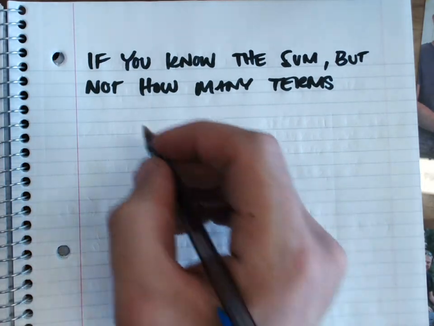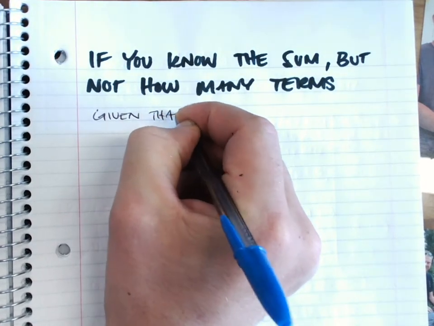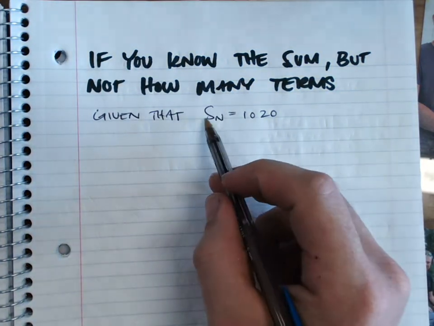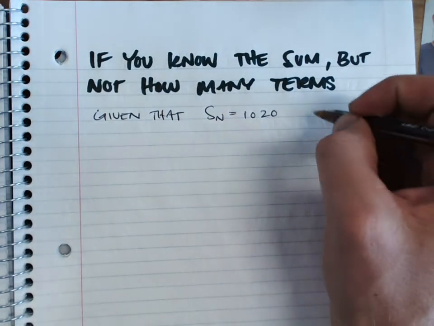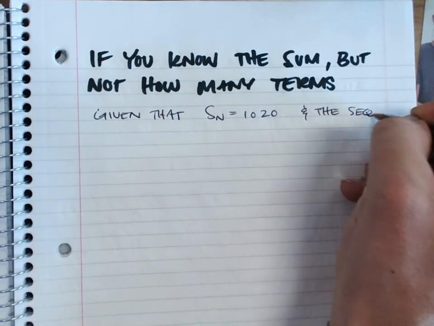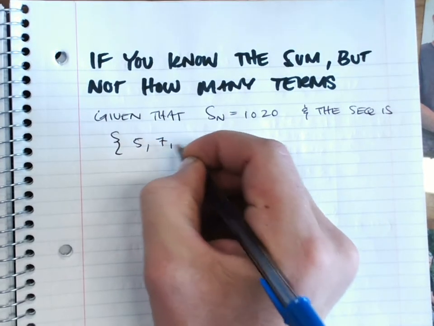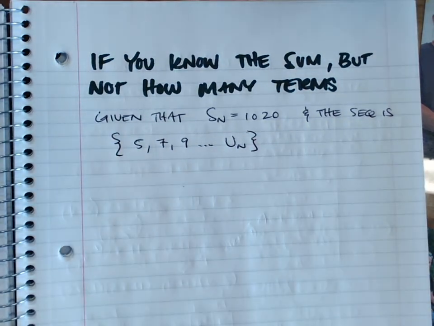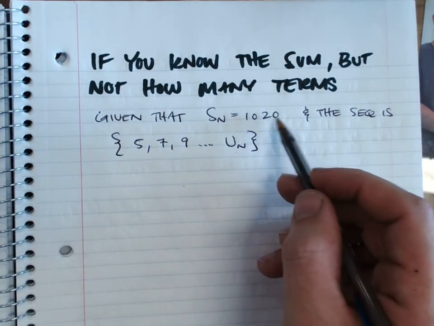Say, given that Sn equals 1020, that means that at some point when we add up all the sequence numbers, eventually they will add up to this 1020. And the sequence is, let's make something easy, 5, 7, 9, and so on until the last thing. And you don't really know what the last number is or even how many numbers get added. You just know eventually they'll add up to 1020.